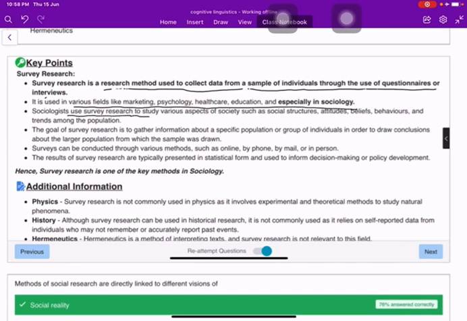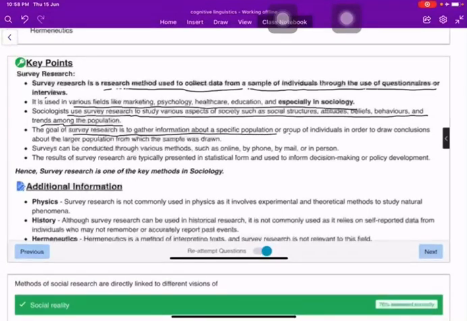Sociologists use surveys to study various aspects of society such as social structures, attitudes, beliefs, behaviors, and trends among the population. The goal of survey research is to gather information about a specific population or group of individuals in order to draw conclusions about the larger population from which the sample was drawn.